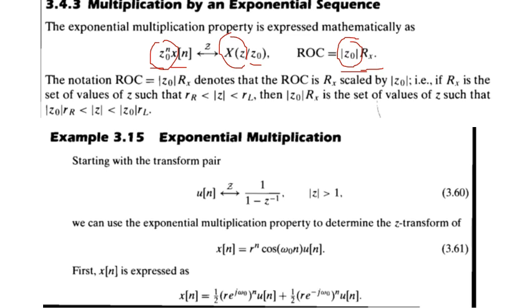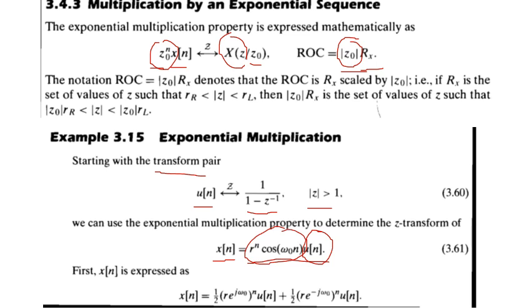Now let's clarify this with the help of an example. Starting with the transform pair, we know that the z transform of u of n is 1 divided by 1 minus z inverse, with region of convergence mod z greater than 1. Now we have to find the z transform of the signal r raised to n cos omega naught n times u of n. We know the z transform of u of n.